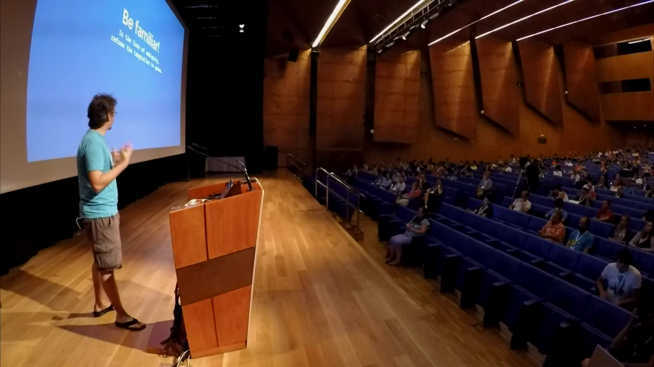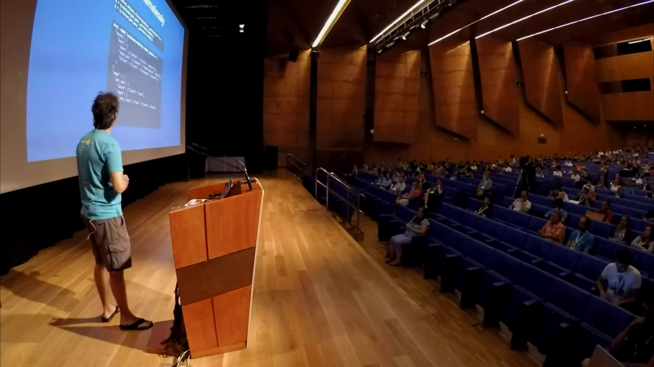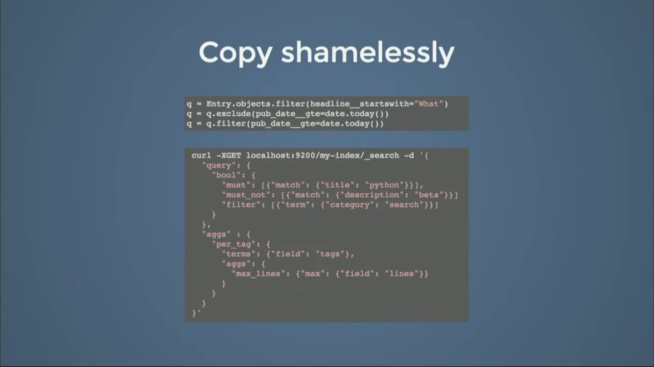So don't be afraid to just copy shamelessly from stuff that you've seen around. Essentially you could sum up the library that I created, the Elasticsearch DSL, as a combination of these two things. The second one we've already seen. That's just using the raw Elasticsearch API. And the first one, well, that's Django query sets. So I borrowed some patterns from Django, some patterns from Elasticsearch, and combined them together.